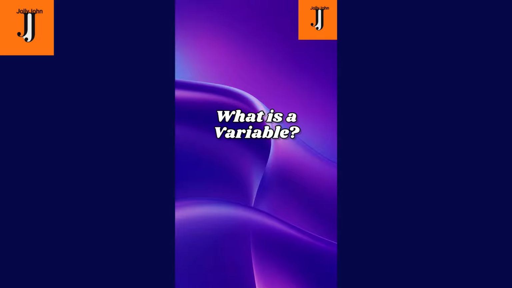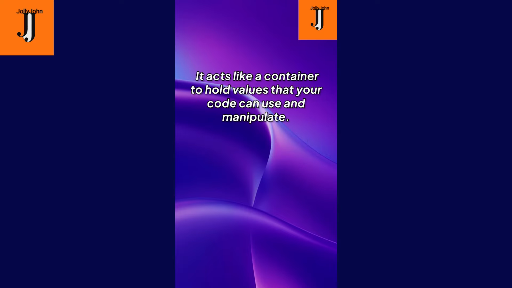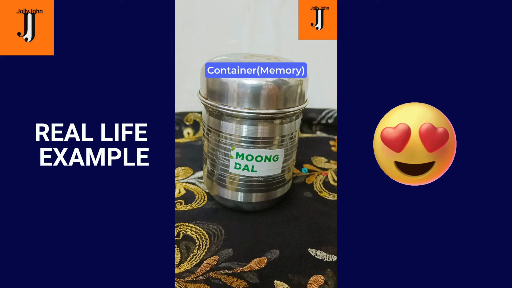What is a variable? A variable is a name given to a memory location where data can be stored and managed during the execution. That means it acts like a container to hold some values. Let's try to analyze it.